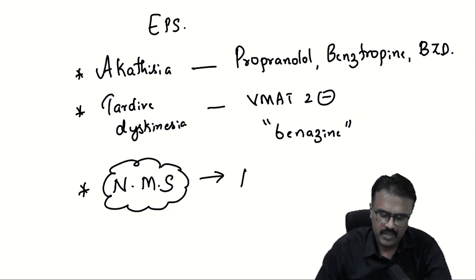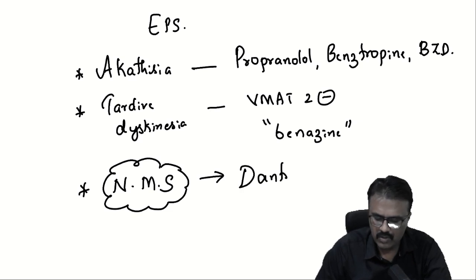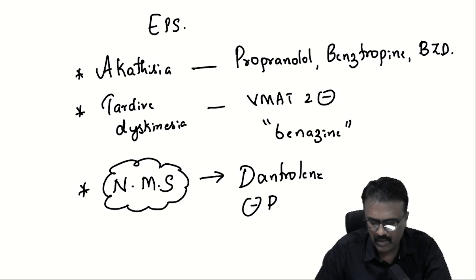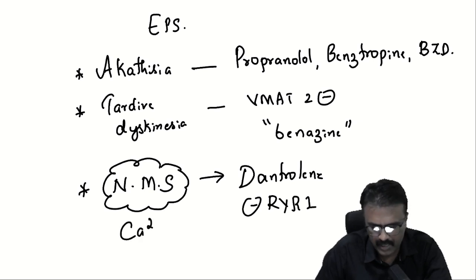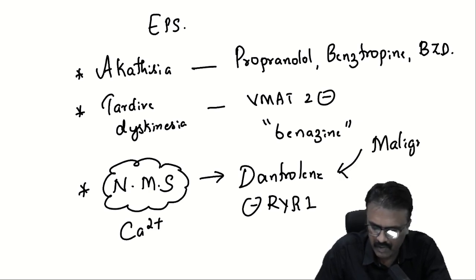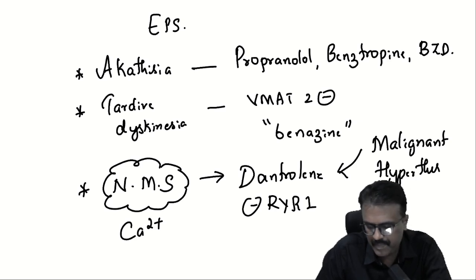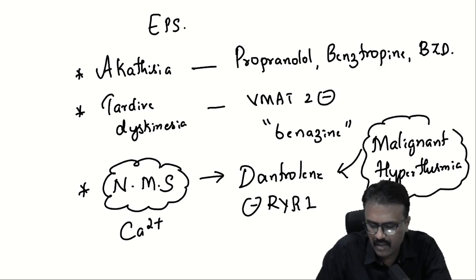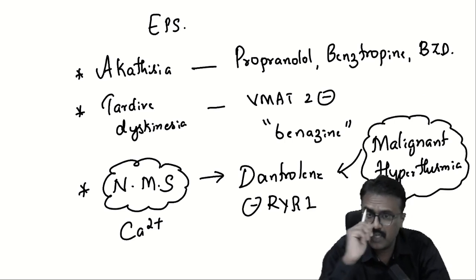The drug of choice is dantrolene sodium. I think most of you will answer it. It blocks a receptor called ryanodine receptor 1, and the culprit for neuroleptic malignant syndrome is calcium. Dantrolene is also the drug of choice for another problem when we give anesthetic, called malignant hyperthermia. So for malignant hyperthermia also the drug of choice is dantrolene sodium.